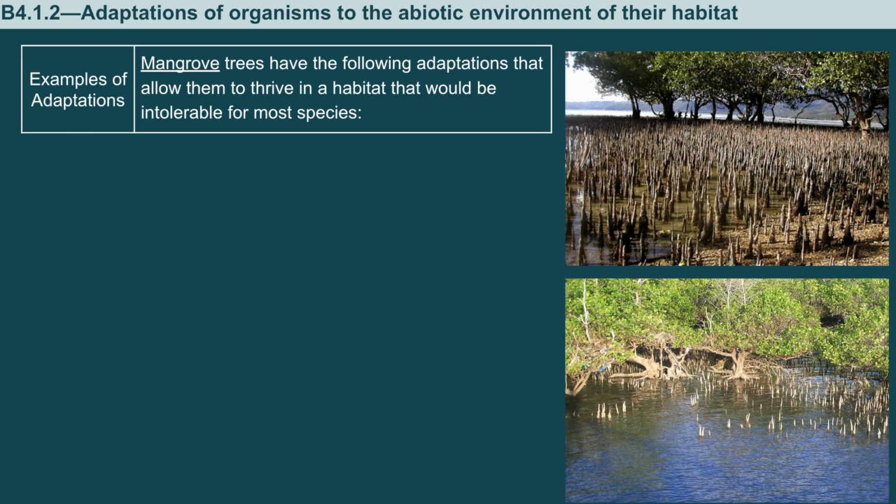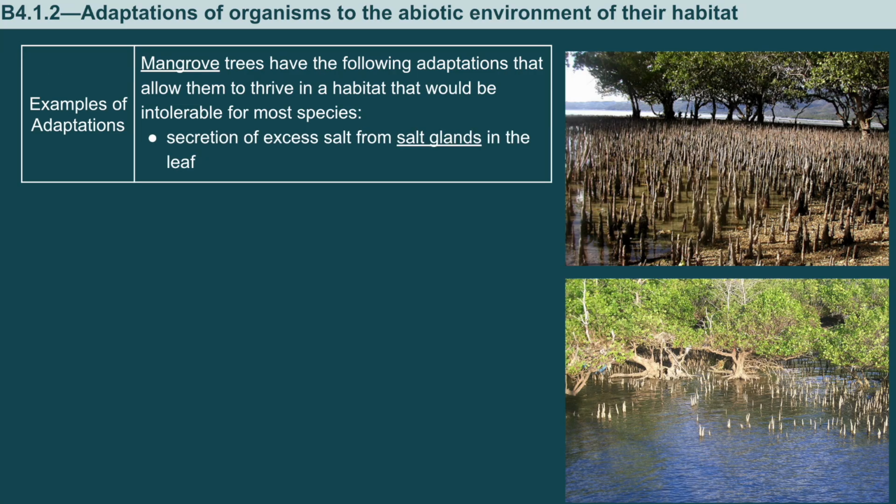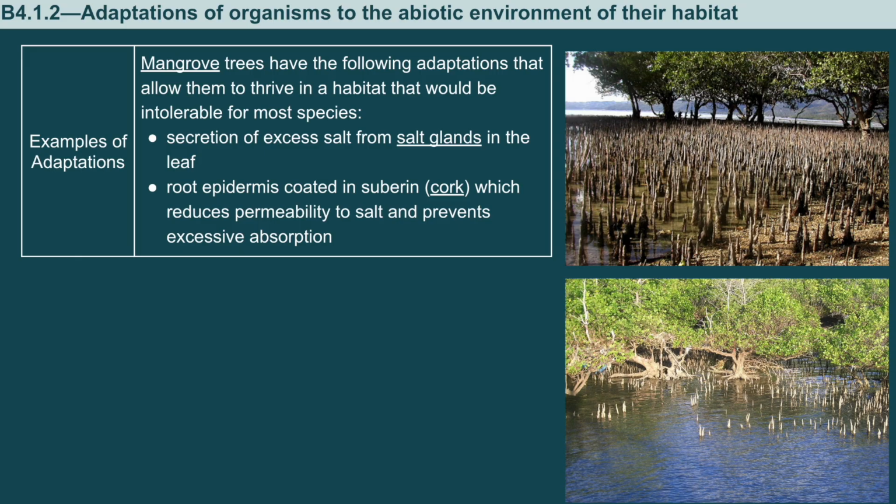So mangrove trees, as seen here, have some special adaptations for these locations. Number 1, they can secrete excess salt from salt glands in their leaves. Number 2, their root epidermis is coated in suberin or cork, which reduces permeability to salt and prevents excessive absorption. So just picture the cork in a wine bottle is preventing any liquid from moving in and out. And so if we have this cork layer around the roots, that's just going to help prevent salt from moving in when it's flooded during the high tides.